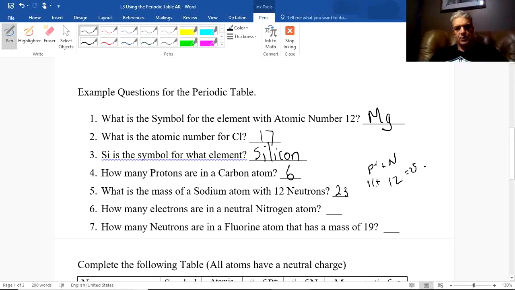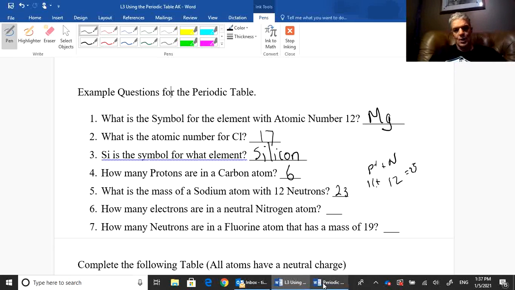My scribble is not very good because I've got to write without putting my hand on the screen, and I apologize for that. And then it says, how many electrons are in a neutral nitrogen atom? Well, if it's neutral, meaning there's no charge, the number of electrons equals the number of protons. So all I have to do is find the atomic number, which equals the number of protons, which equals the number of electrons. It's not that difficult.